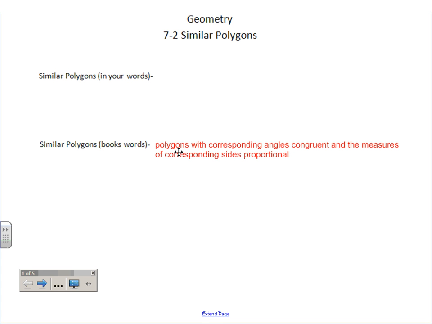So polygons with corresponding angles congruent, or if you say angles congruent, I just put corresponding because they kind of have to be in the same spot. And the measures of corresponding sides, again, the same matching up sides, are proportional, which is basically exactly what was said.